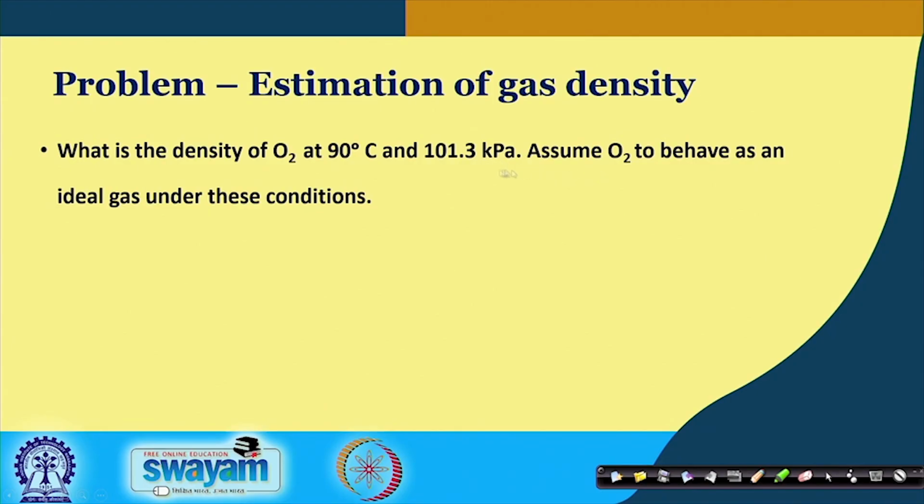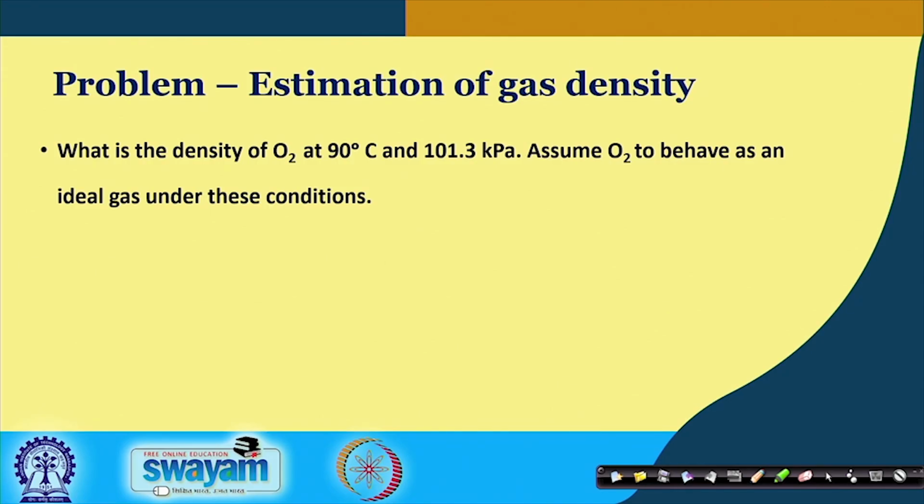Because this pressure is low and the temperature is quite high, high meaning how far it is from the critical temperature, it is quite higher than the critical temperature of oxygen, and in this case the oxygen can be assumed to be behaving like an ideal gas. So, for this we need to find out the density.